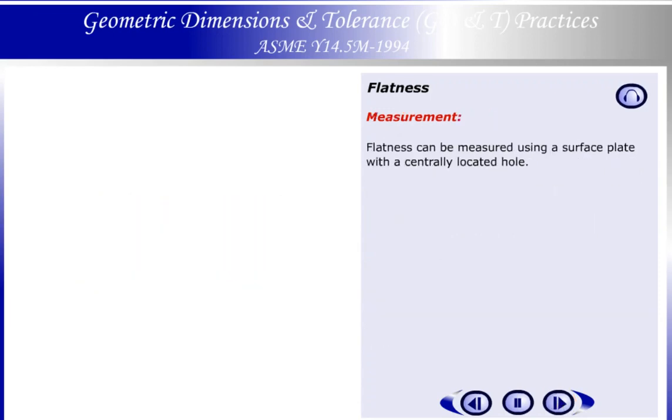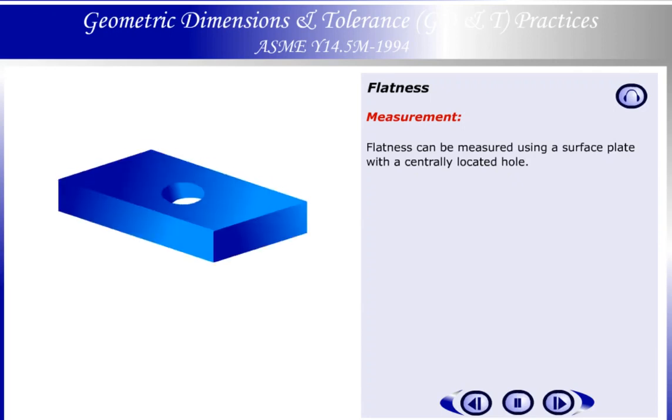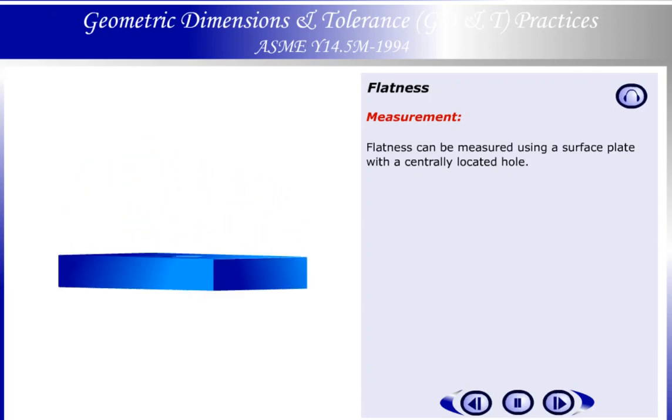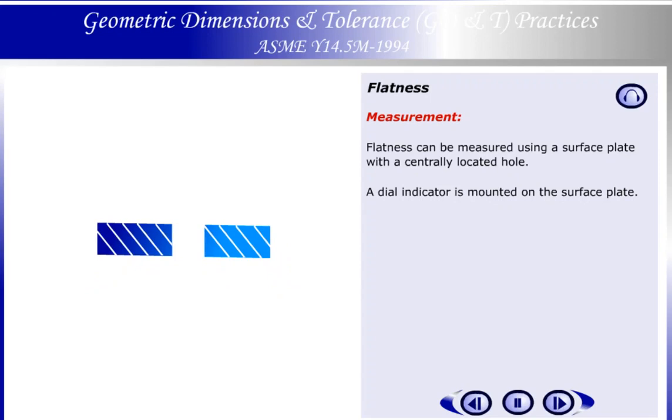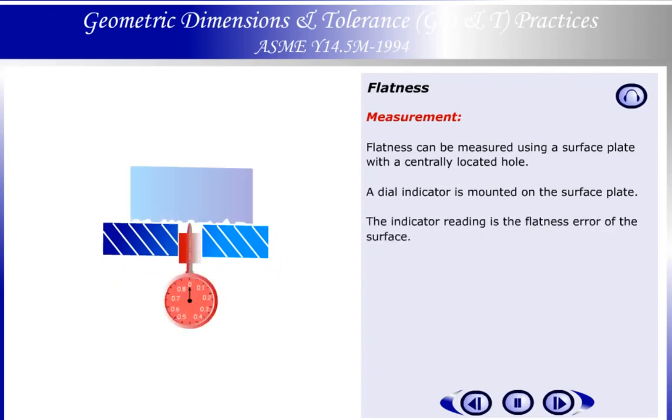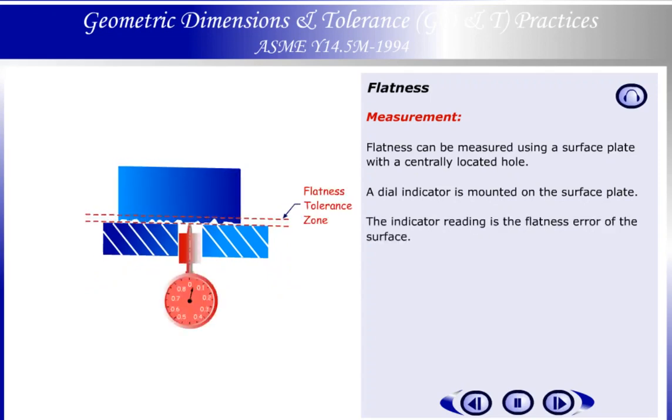Measurement. Flatness can be measured using a surface plate with a centrally located hole. A dial indicator is mounted on the surface plate. The indicator reading is the flatness error of the surface.